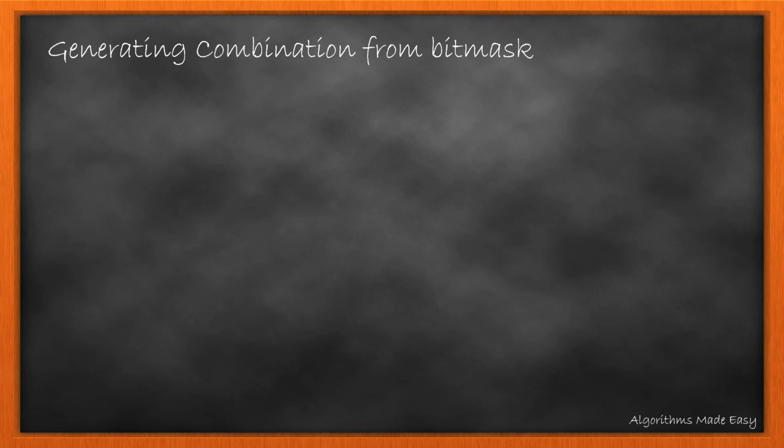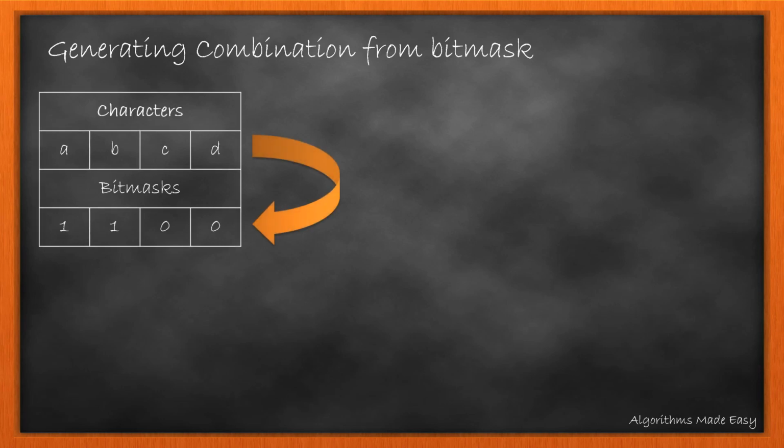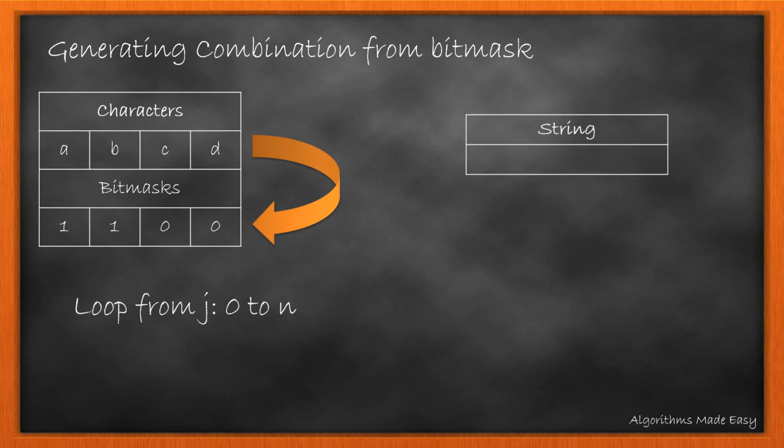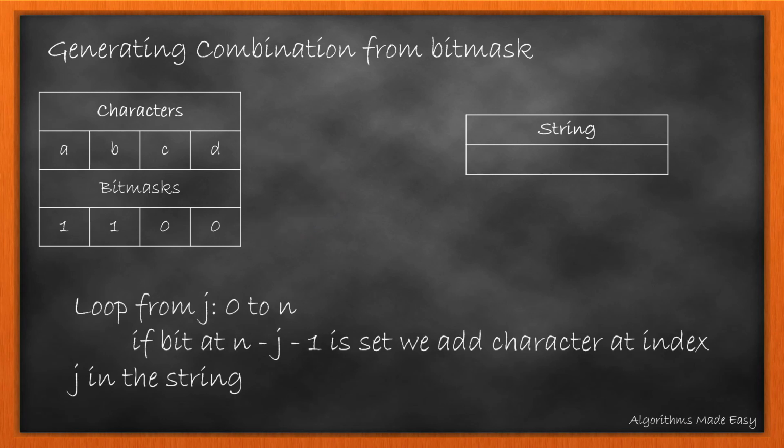Now that we are clear how bit mask helps, let's see how we can generate the combination from it. How to map the character with the bit mask. For this, we will have a string where we will store the combination. To find which bit is set, we will loop from 0 to n. Now we will check if the bit at n minus j minus 1 is set or not. If yes, then we will just add the character at index j into the string. One important thing to note here, the index for a binary string starts from the right, unlike a normal string.